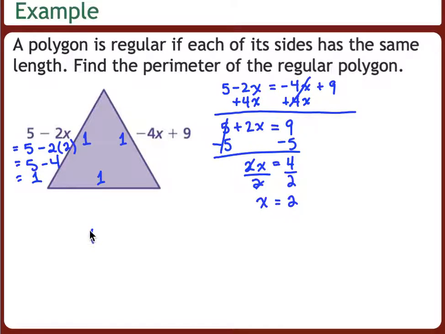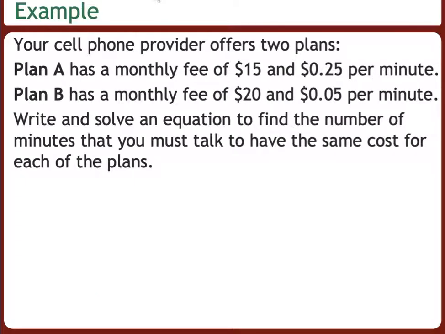So to find the perimeter, we're going to add up the three sides, s plus s plus s for sides. So the perimeter is equal to 1 plus 1 plus 1. So the perimeter is equal to 3 units. Alright, let's look at another example here.